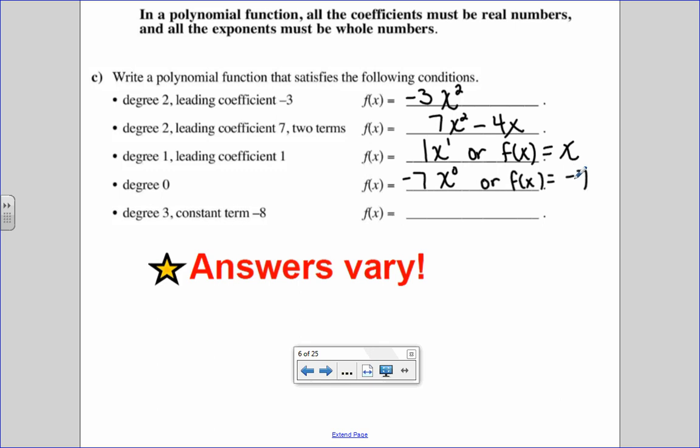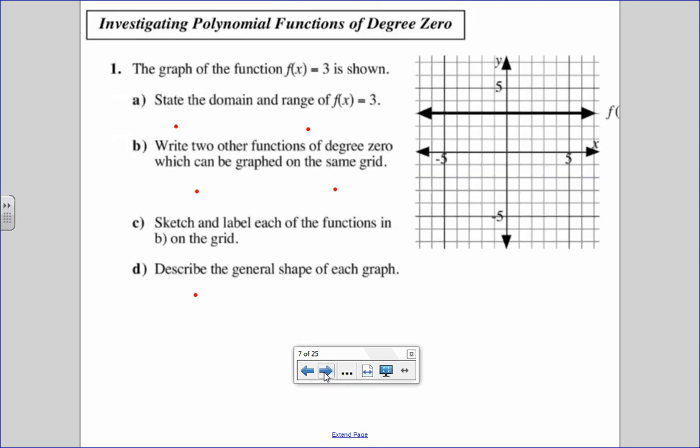Okay, next one, degree 3 and a constant term of 8. Degree 3 means x is the highest exponent with 3. And I could add on anything I wanted there as long as it wasn't higher than an exponent of 3, and it has a constant term of 8. So I'm just going to keep it nice and simple, x cubed minus 8. But again, answers can vary as long as you satisfy those conditions.